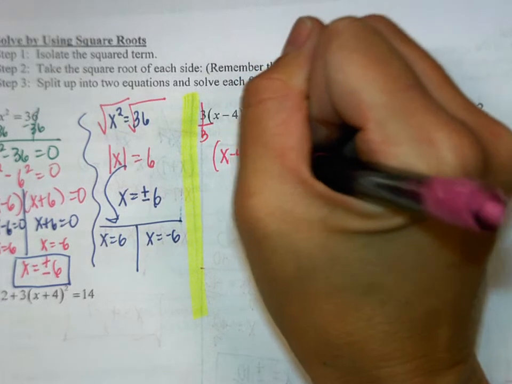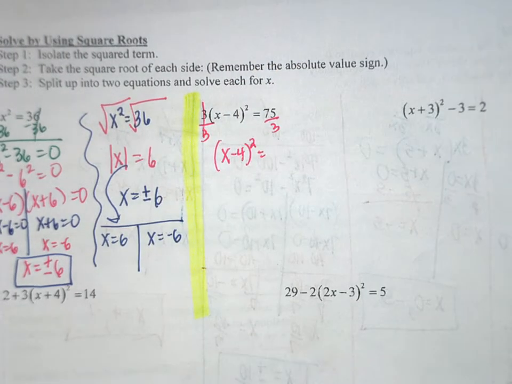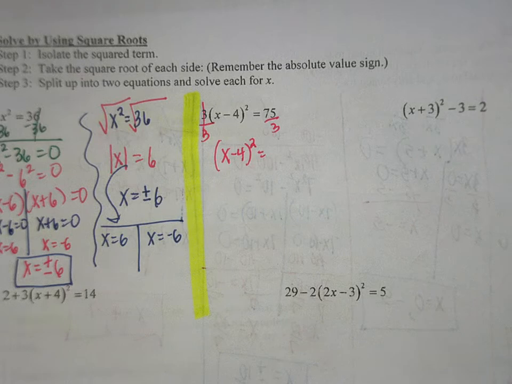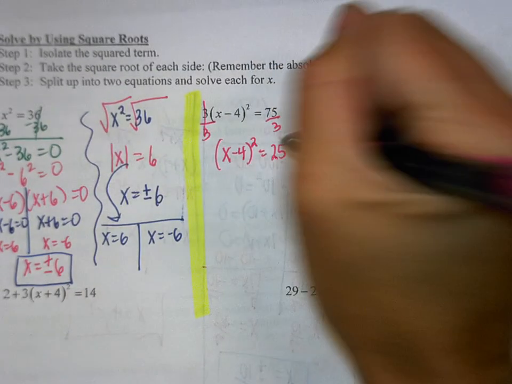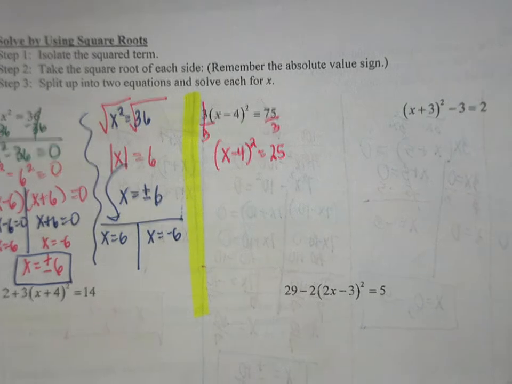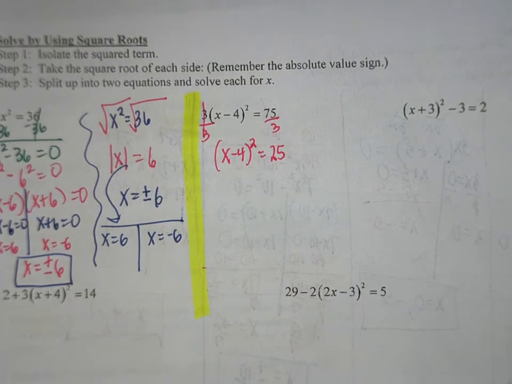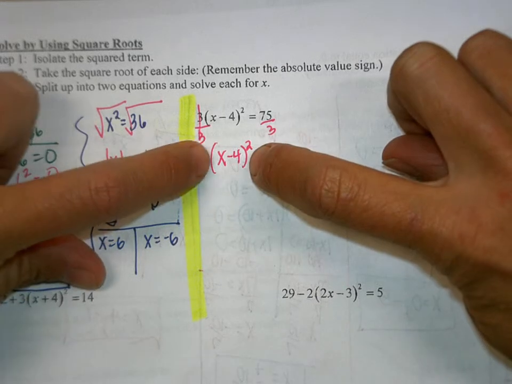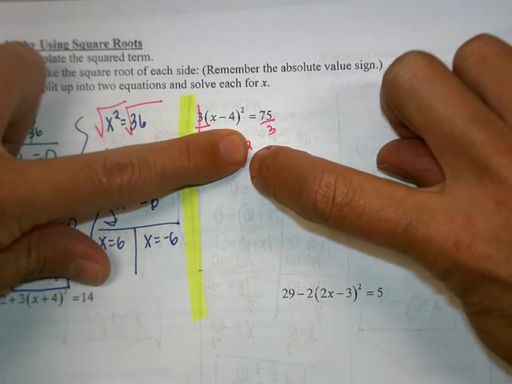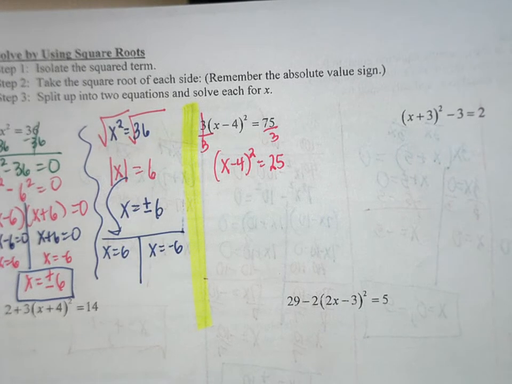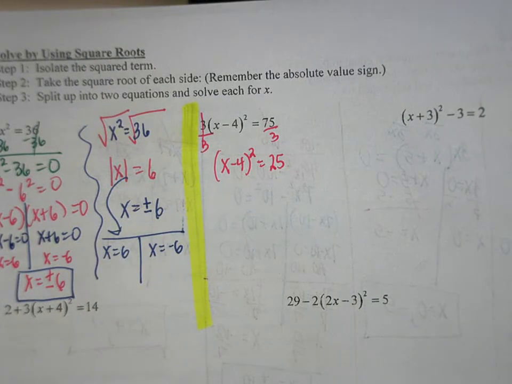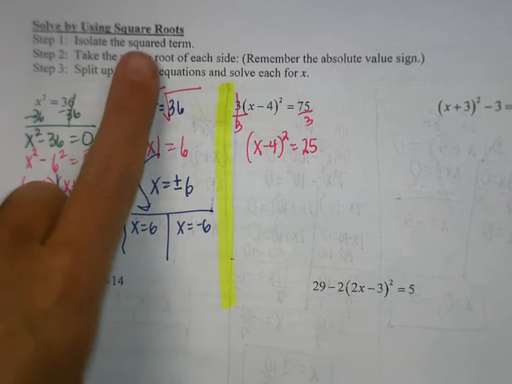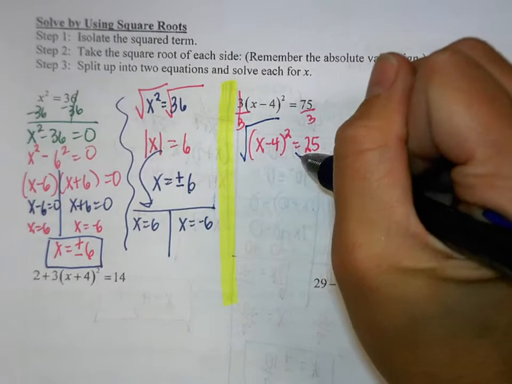So we divide by 3. I get x minus 4 squared equals, and 75 divided by 3 is 25. Now the square is by itself. What I mean by that is, this parenthesis is what the square is because it's being squared. There's nothing on the outside of the parenthesis now. There's nothing adding or subtracting to the square. The square is by itself. And so at this point, what will I do? You will take the square root of each side, as it says in step two.